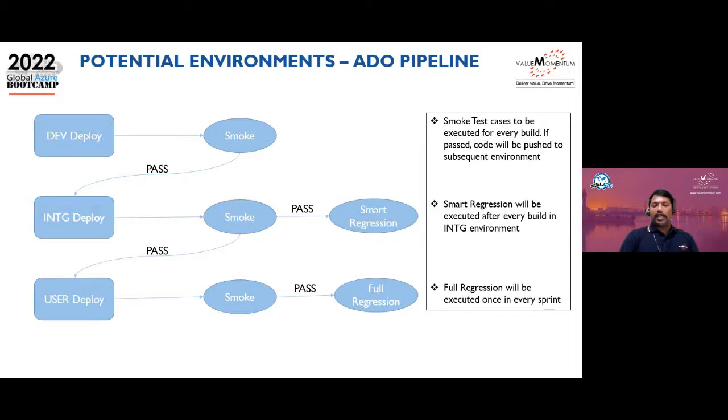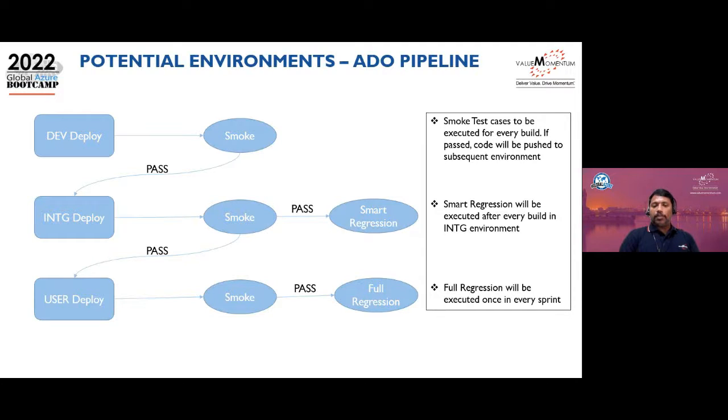We'll be adding a few more test cases based on the integrity, and here also the same case. If the smoke gets passed, then two things happen. One is it will trigger a smart regression. Smart regression is a kind of mini regression that will help us to know the health condition of the application based on the current code deployed.